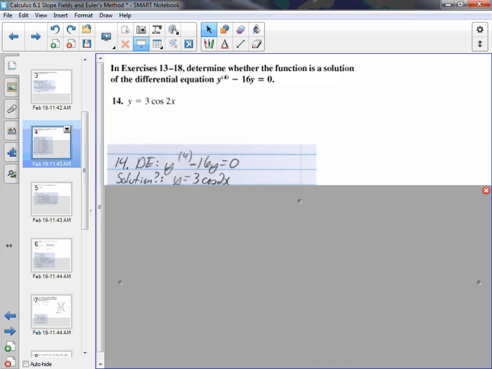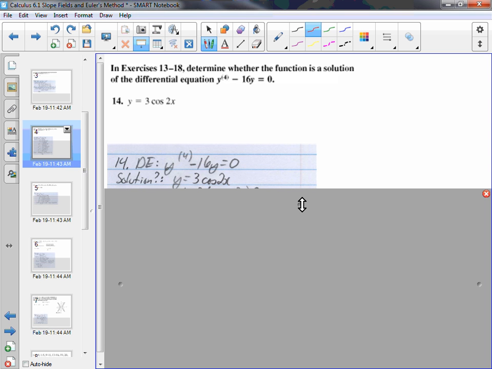So again, I write my problem down a little bit differently than they do. I write the differential equation first. So the DE is the fourth derivative of y minus 16y equals 0. Our potential solution is y equals 3 times the cosine of 2x.